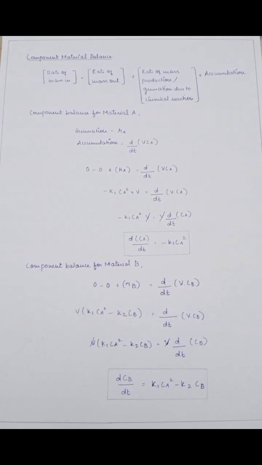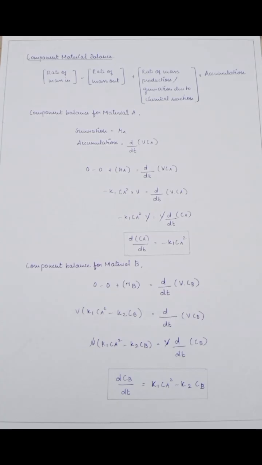Now, let us see the component material balance. The general formula is rate of mass in minus rate of mass out plus rate of mass production by generation due to chemical reaction, which is equal to accumulation. Now let us see the component balance for material A. Here generation is equal to Ra, accumulation is equal to d/dt of V CA. By doing the balance, we arrive at the final equation of dCA/dt is equal to minus K1 CA square. Here CA is the concentration of A and K1 is the rate constant.